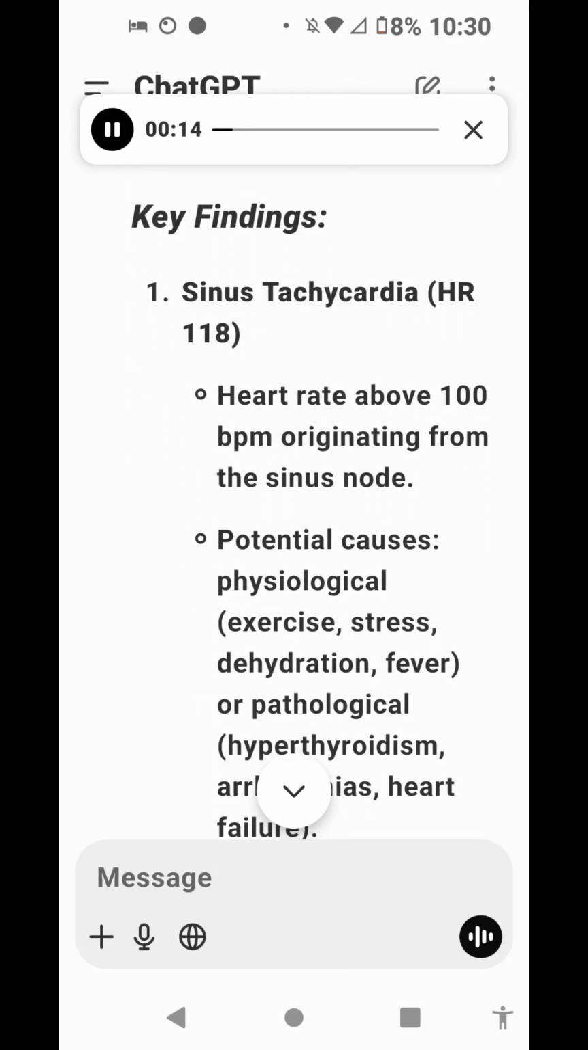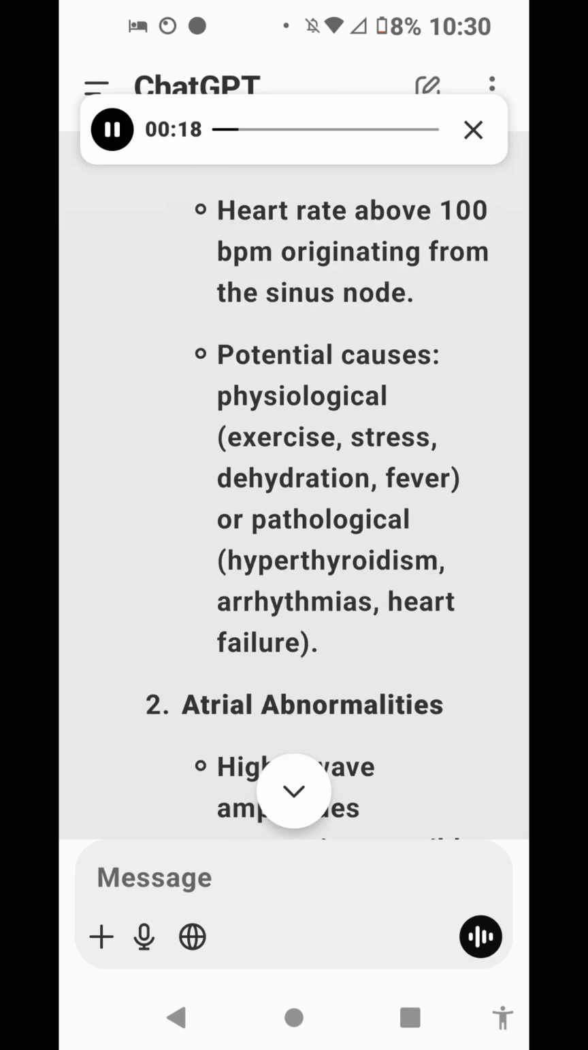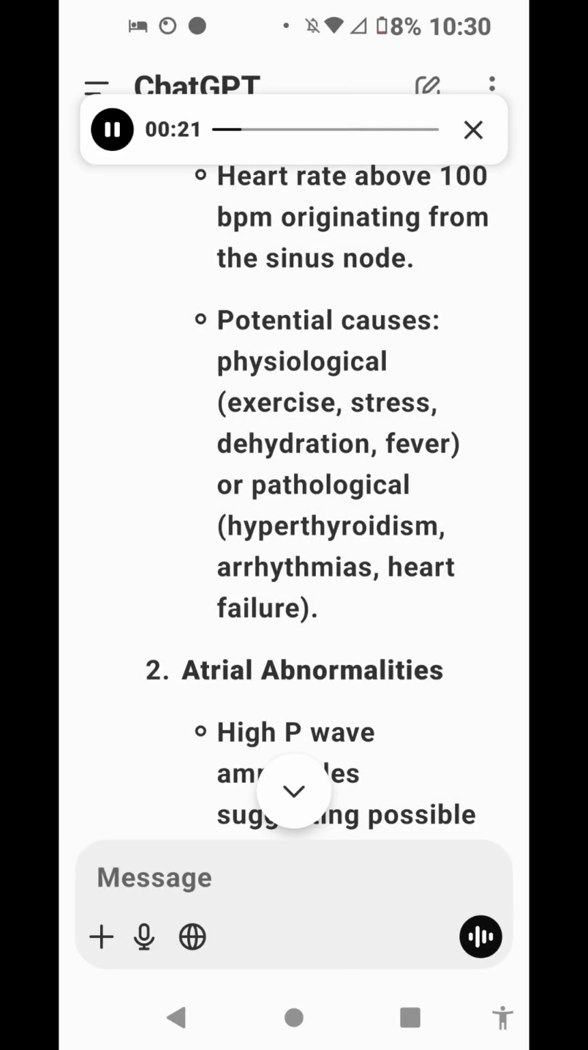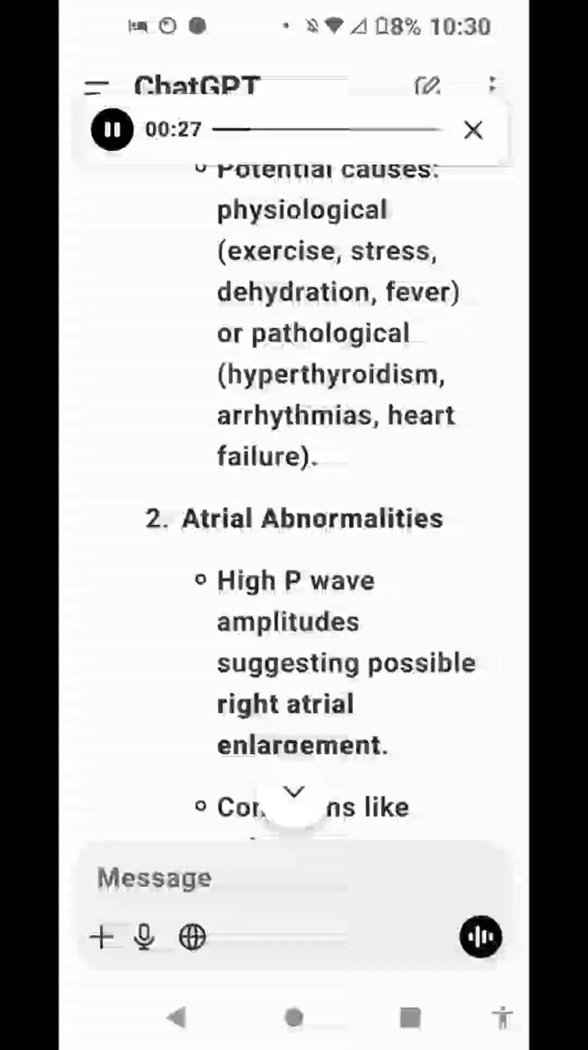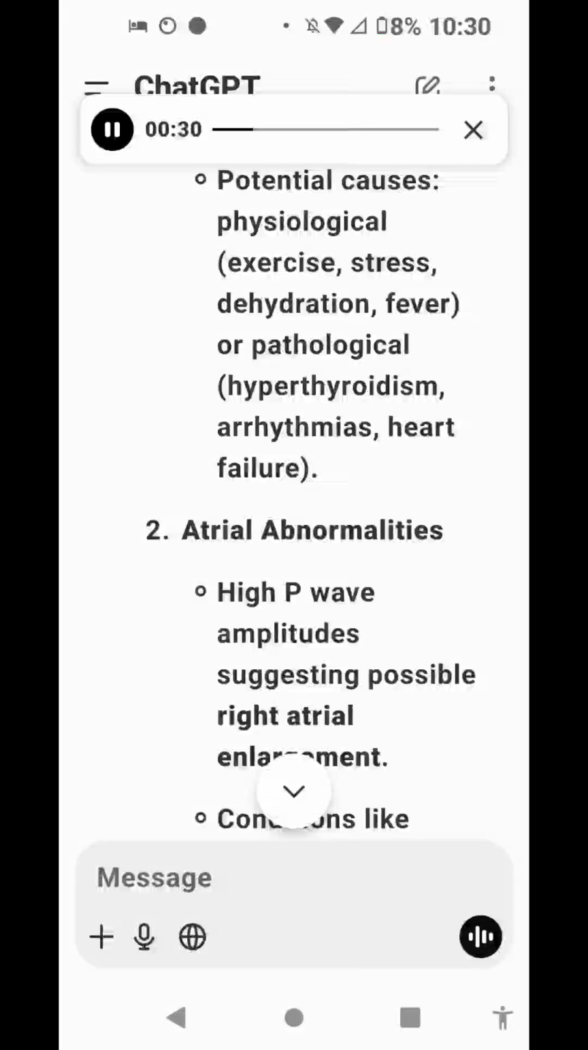Key findings. 1. Sinus tachycardia, HR 118. Heart rate above 100 BPM originating from the sinus node. Potential causes. Physiological: exercise, stress, dehydration, fever, or pathological: hyperthyroidism, arrhythmias, heart failure.